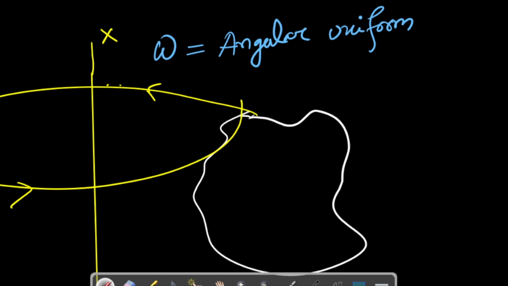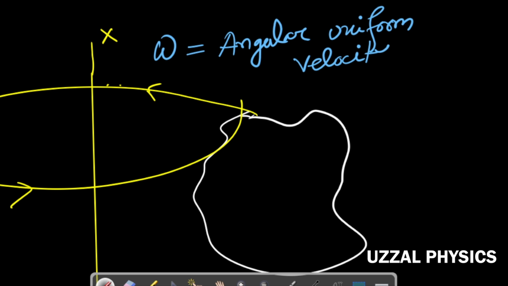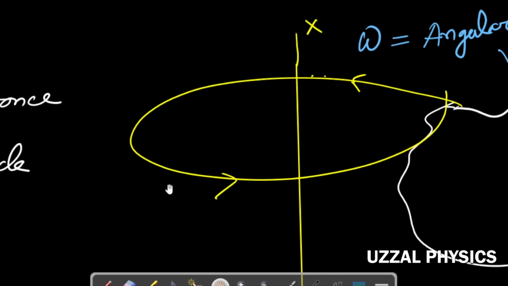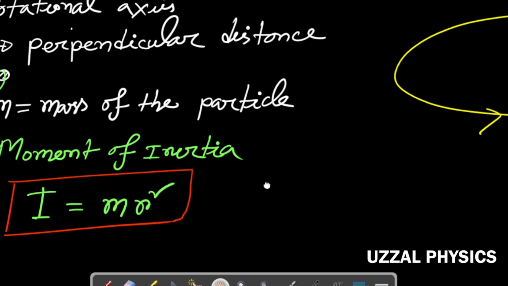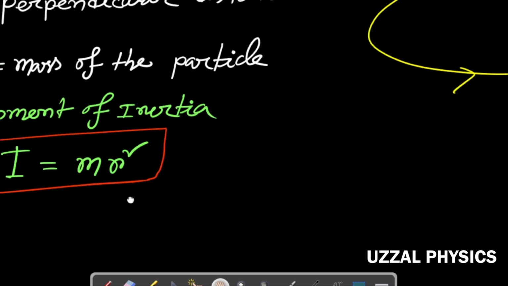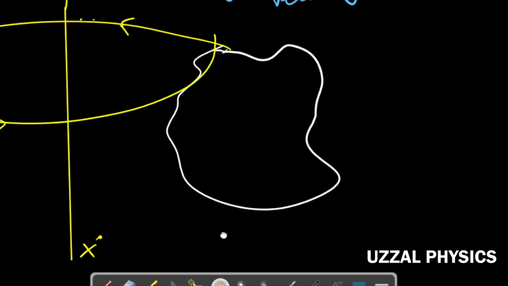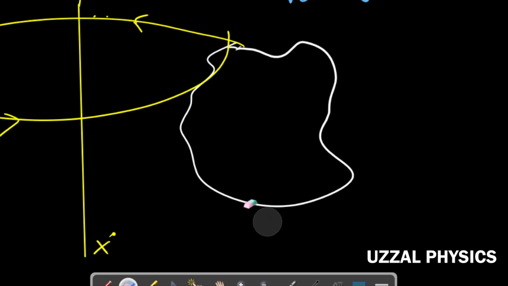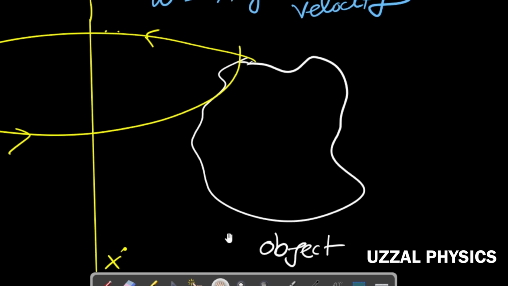Okay, omega represents the uniform angular velocity. My dear student, try to understand. We only just derived equations to find the moment of inertia in the case of a particle. But as this is an object, not a particle, how can we find the moment of inertia of this object? This is very important for us.